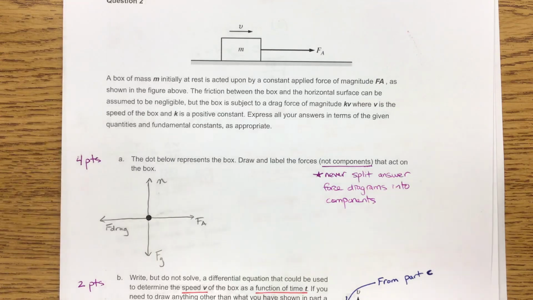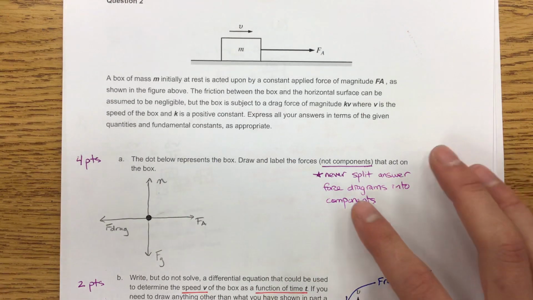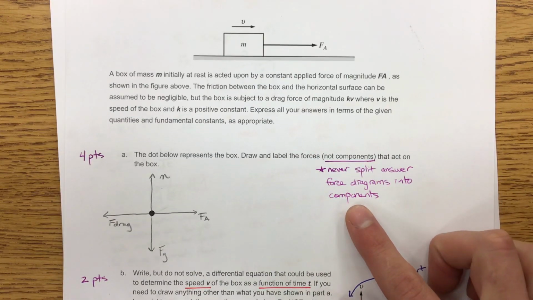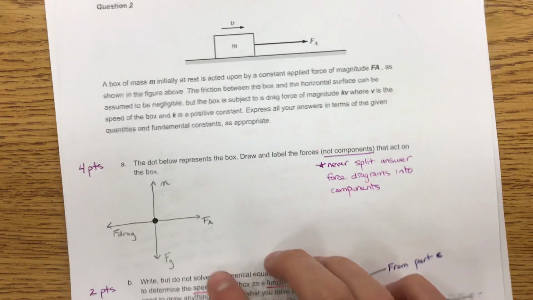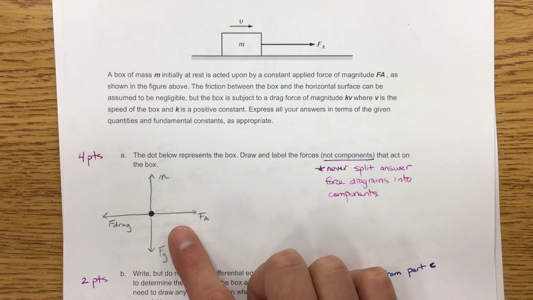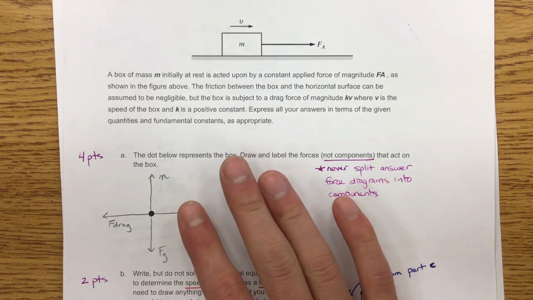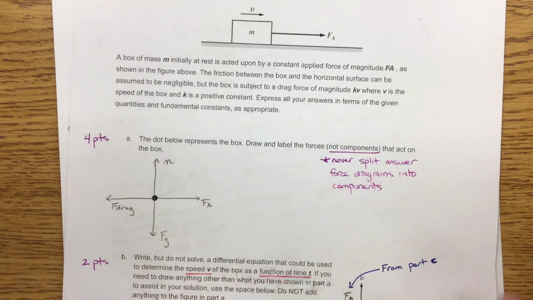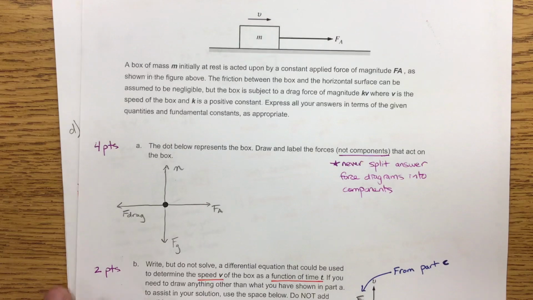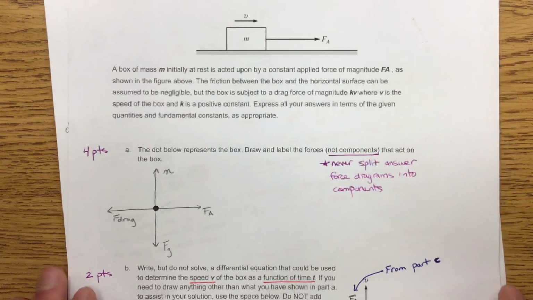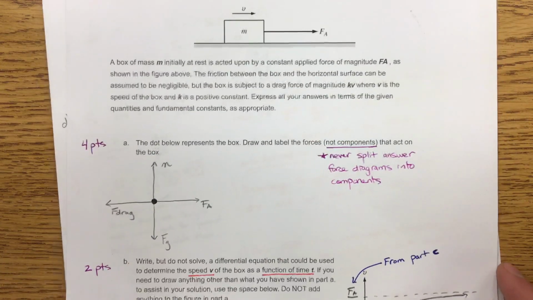So part A is really self-explanatory. It's just simply a free body diagram. One thing I do want to point out here is never split your free body diagrams into components if they're an answer, all right? They should always just be exactly as the forces appear in the original diagram. If you want to split them into components later, then do that, but just make a separate diagram for that, all right? So 4 points right off the bat for part A. So if you do that, 4 out of 15 already, that's awesome.